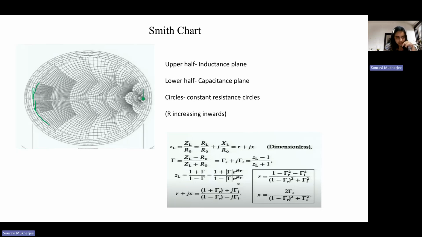So if you talk about purely resistive load, this point here will correspond to your short circuit, while this point here will correspond to your open circuit or infinite resistance.